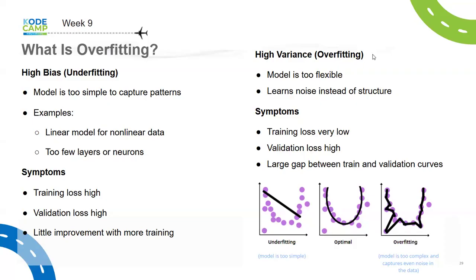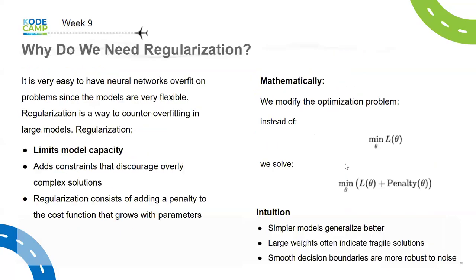High variance is overfitting, which is what we just talked about. In this case, the model is too flexible. It learns noise instead of the patterns and the structure. Training loss is always very low, while validation loss is very high. And there's a large gap if you're plotting the graphs.